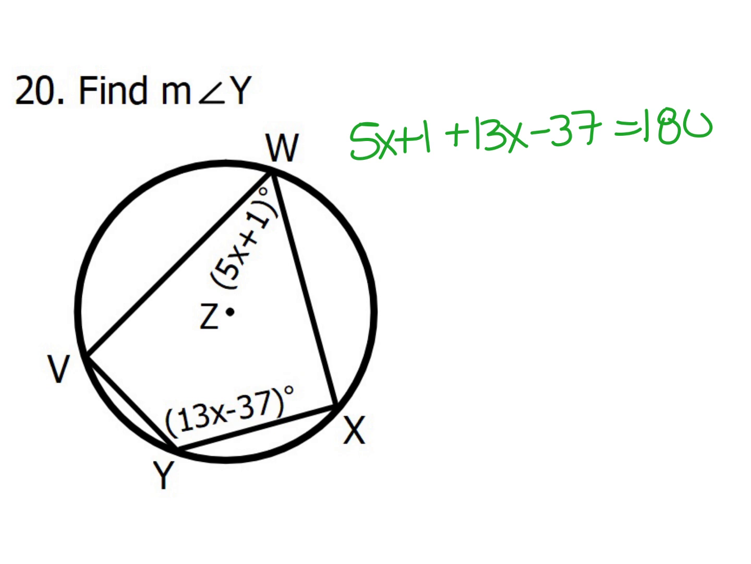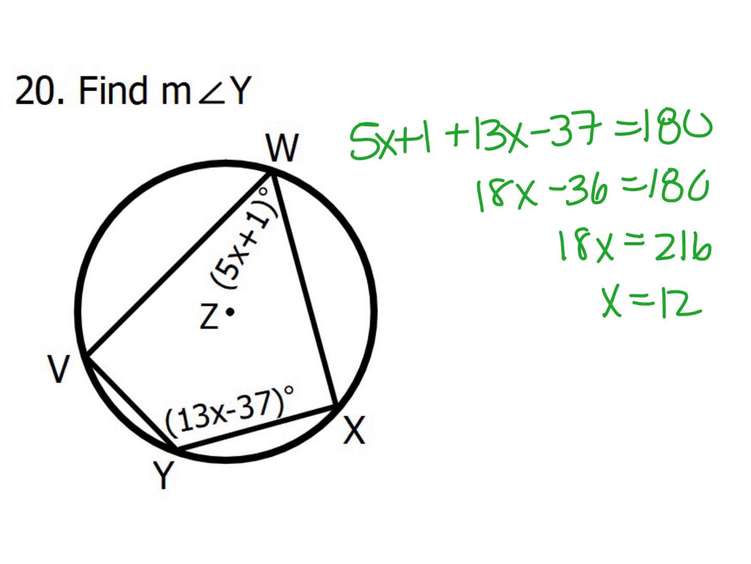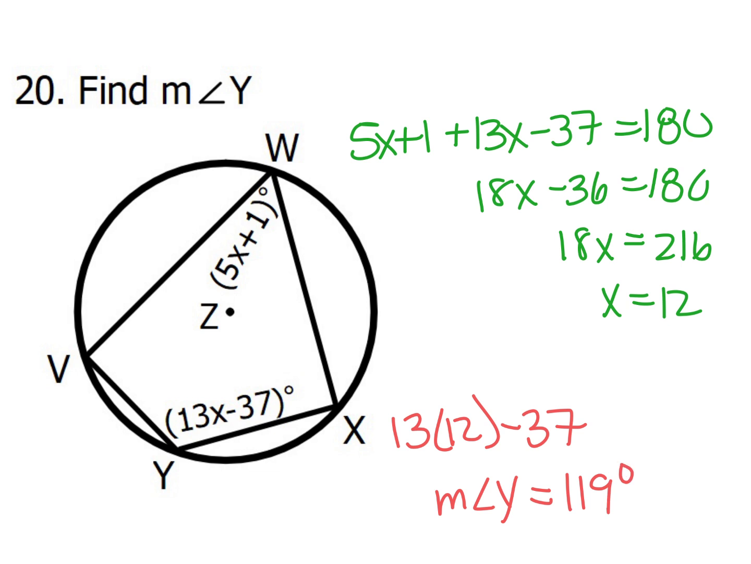I'm going to solve this by combining like terms and solving for x. Combining like terms, 18x minus 36 equals 180, adding 36 to both sides, and then dividing by 18, x equals 12. We are focusing on the measure of angle Y here, so I'm going to take the 12 and plug it in for x in that expression. So the measure of angle Y is going to equal 119 degrees.